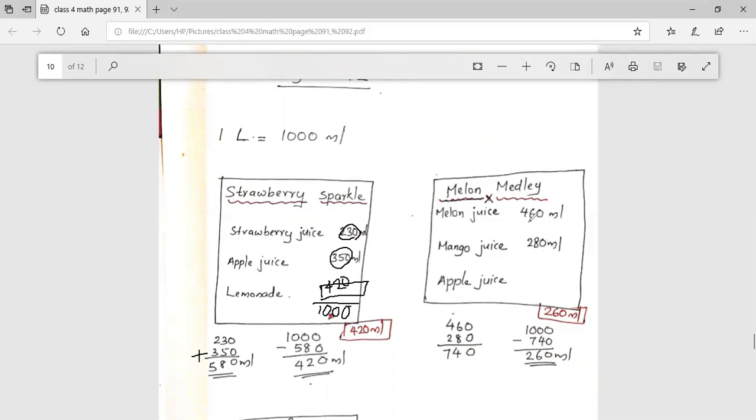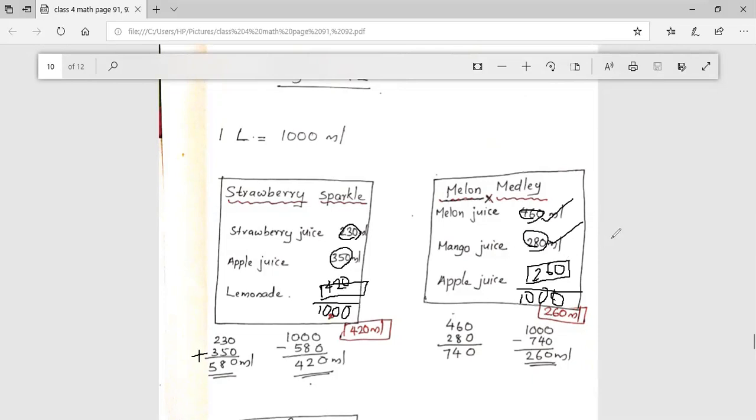And also here, melon melody. The ingredients are melon juice 460, mango juice 280, and apple juice, the third content, we don't know, we want to find it out, but this all should be 1 liter, which means 1,000 milliliters. So first we add these two, 460 plus 280: 0 plus 0, 0, 6 plus 8, 14, 1 carry, 4 plus 1, 5, 5 plus 2, 7, 740. Then 1,000 minus 740: 0 minus 0, 0, 10 minus 4, 6, and 9 minus 7, 2, so the answer is 260.